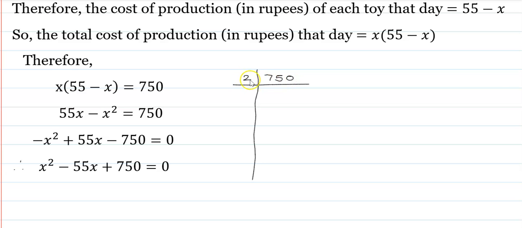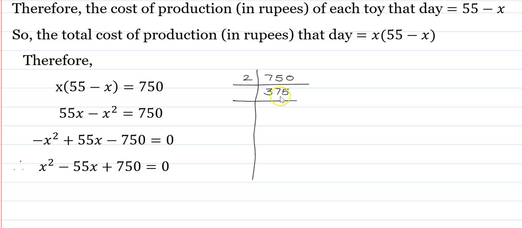The first prime number is 2. We can divide the 750 by 2, and therefore first is okay. Next, first division. Okay, we cannot divide now by 2 because the unit place is 5.